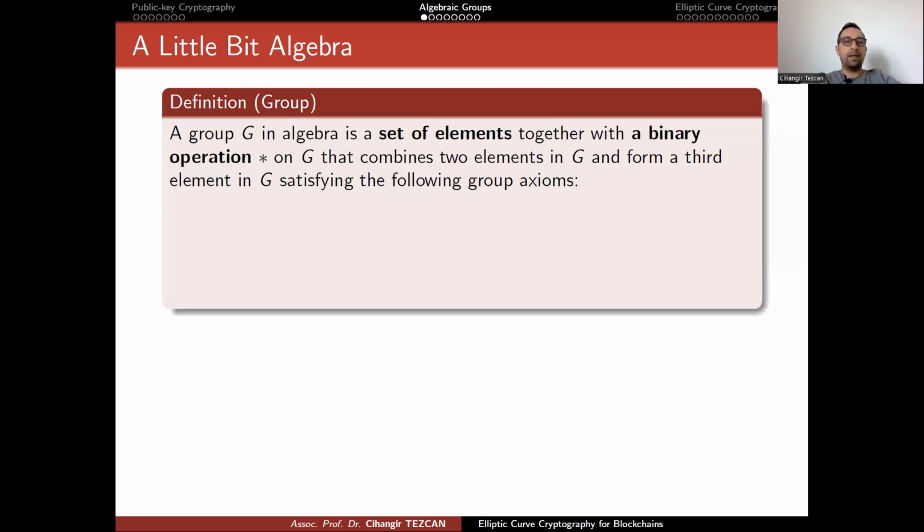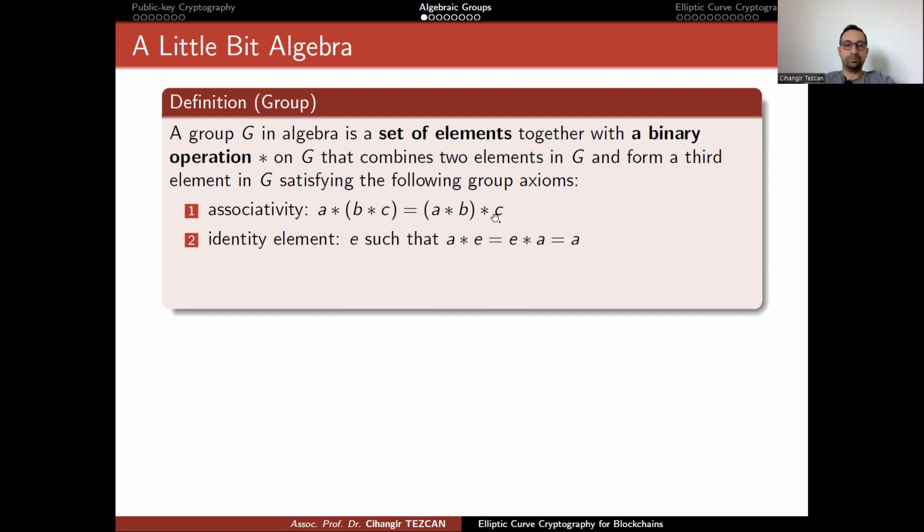So a group G in algebra is a set of elements together with a binary operation star on G that combines two elements in G and forms a third element in G, satisfying the following group axioms. First one is associativity. So if you first apply the group operation on B, C and then to A, this would be the same as first applying the group operation to A, B, and then C.